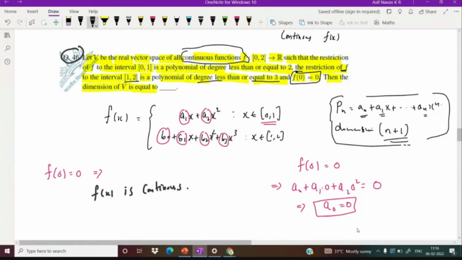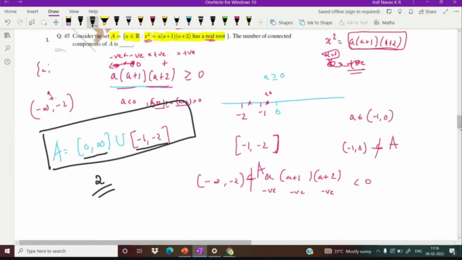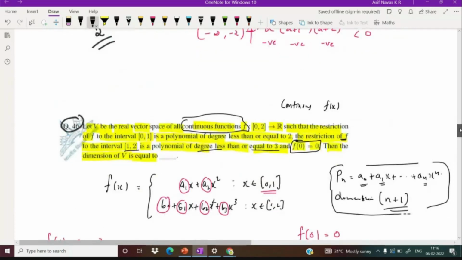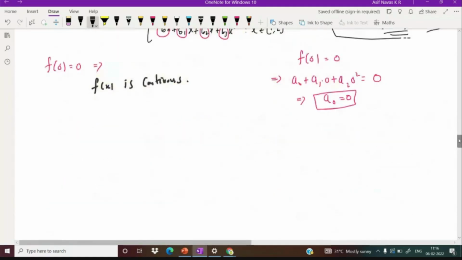Okay, so last question is, okay, sorry, minus 2 to minus 1. Okay, so minus 2 to minus 1. So I made some mistake there. Sorry.